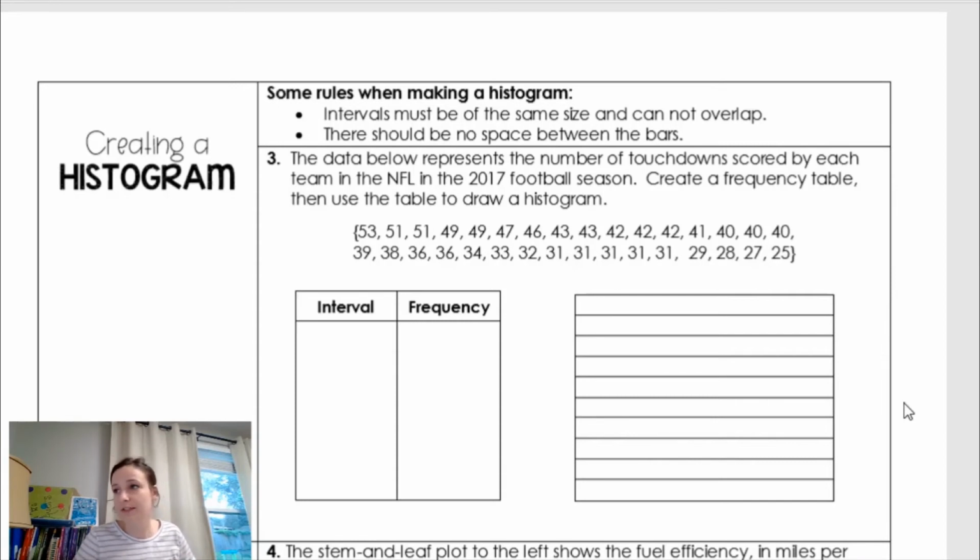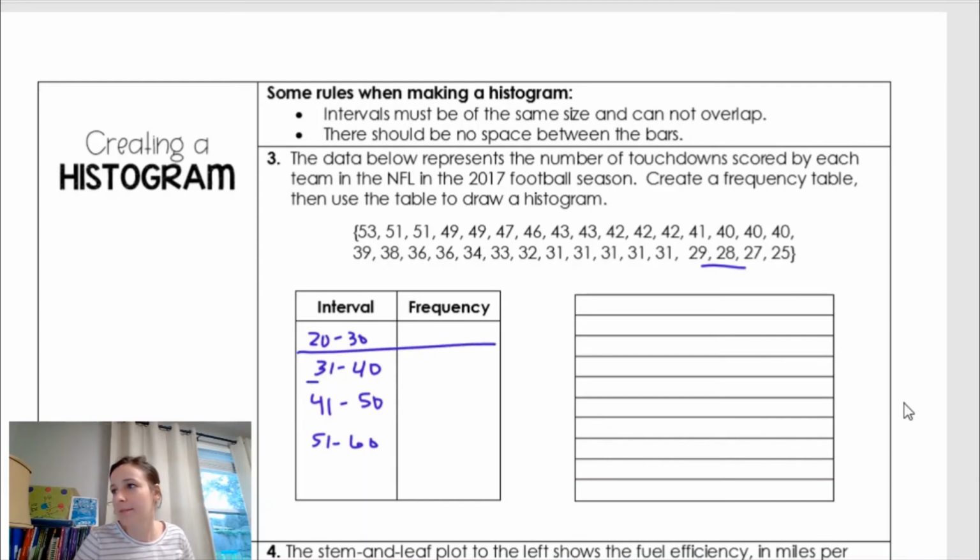So first you need to define your intervals. Notice here that my smallest number looks to be in the 20s, and my biggest number looks to be up here in the 50s. So maybe let's go by 10s. We could start with 20 to 30, and then 31 through 40. Notice that you cannot have any overlap. So if I end at 30, I need to start at 31. 41 through 50 and 51 through 60. Okay, I don't think I have any more than that.